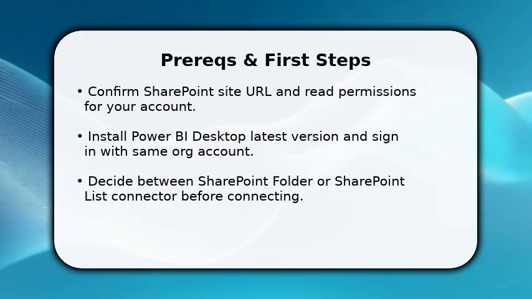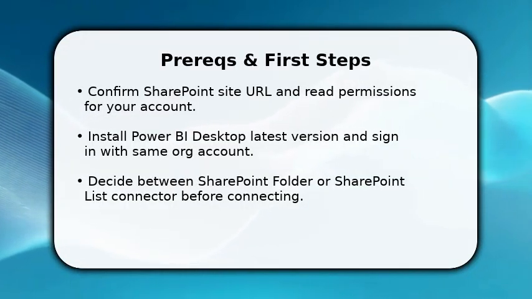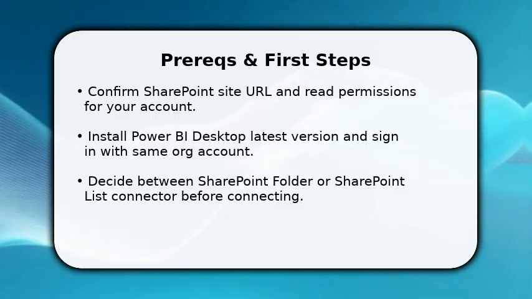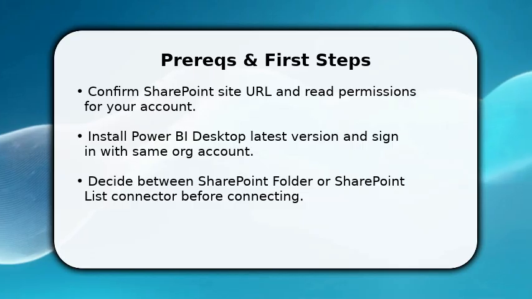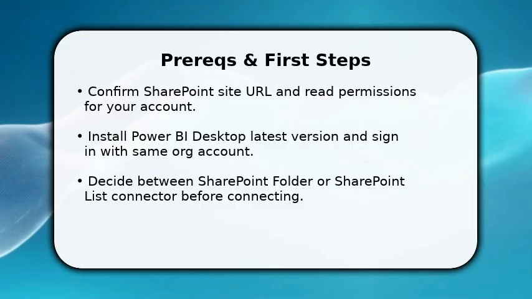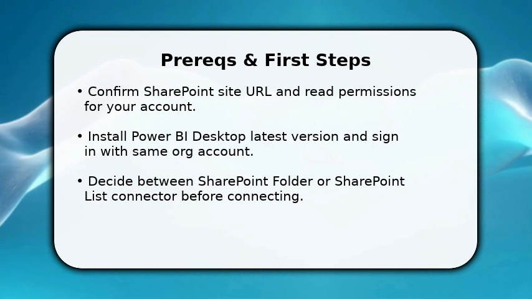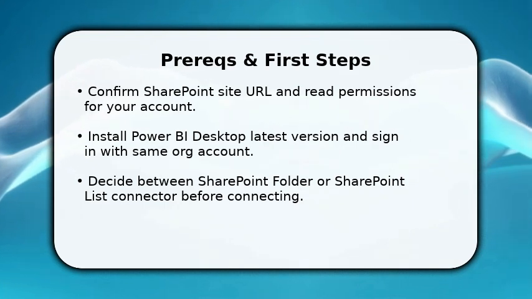You will start by verifying prerequisites so you can connect without permission errors. Make sure you have the SharePoint site URL and an account with read permission. This is why matching org credentials matter. Once Power BI Desktop is installed, sign in with the same work or school account to avoid authentication conflicts. Decide now whether you need the SharePoint folder connector for files or the SharePoint list connector for structured lists, because that determines your next connector choice.